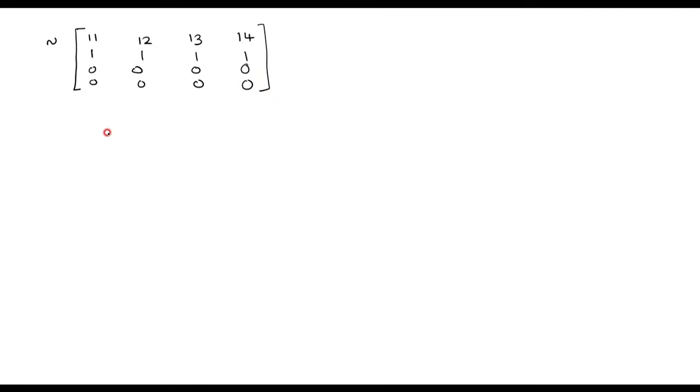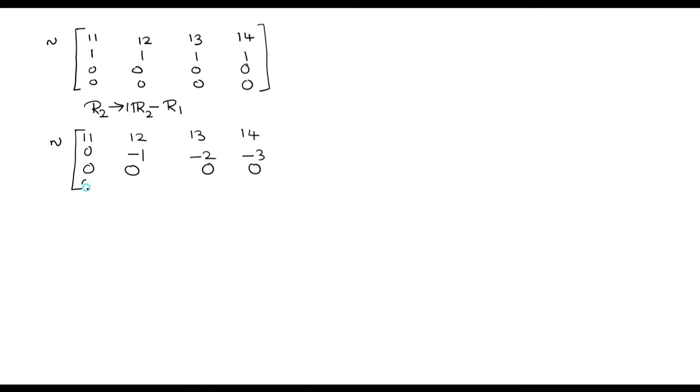Now to reduce this matrix to echelon form, we'll transform R2 as R2 minus 11 into R1, with 11, 12, 13, 14. So here it is 0, and the remaining elements are -1, -2, -3. The remaining elements are zeros.